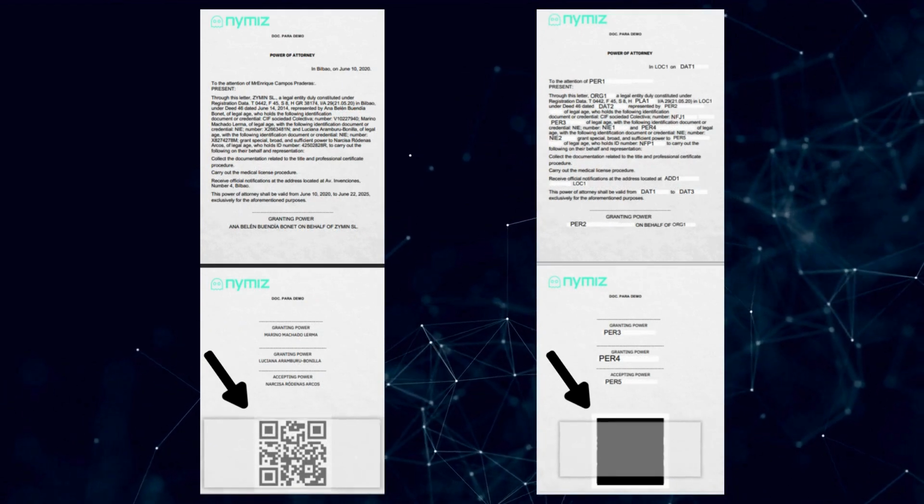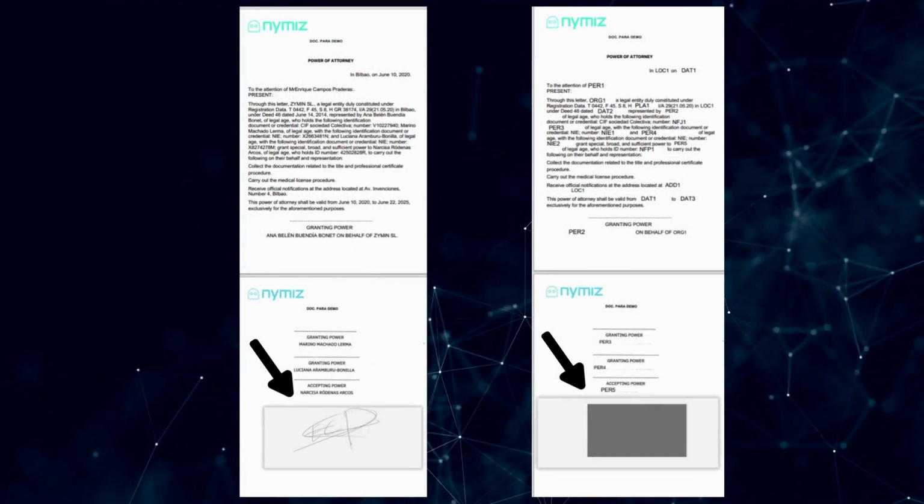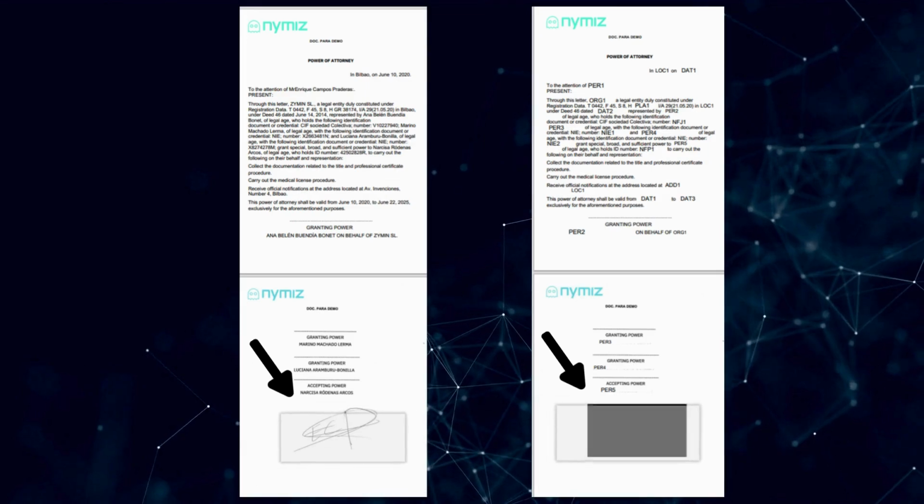In addition, we always work with a blacklining method, which guarantees the visible and secure removal of these elements within the process documents.